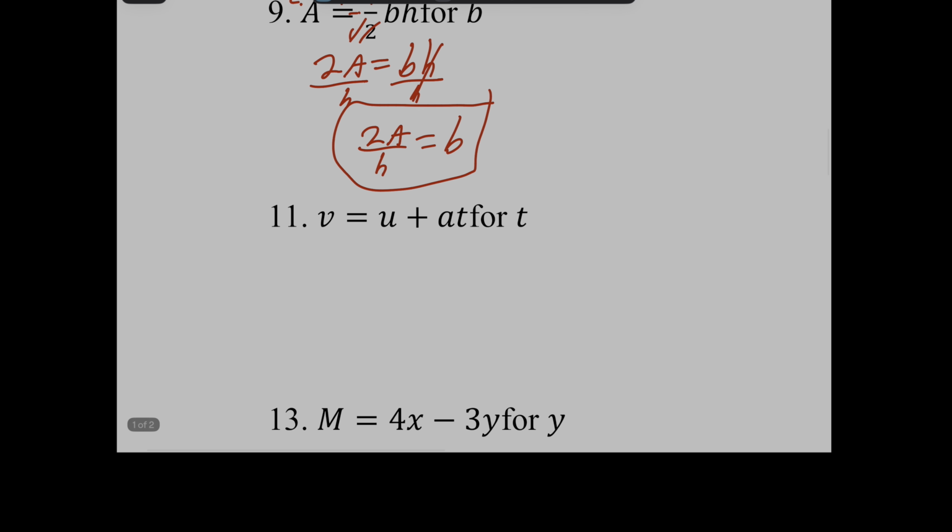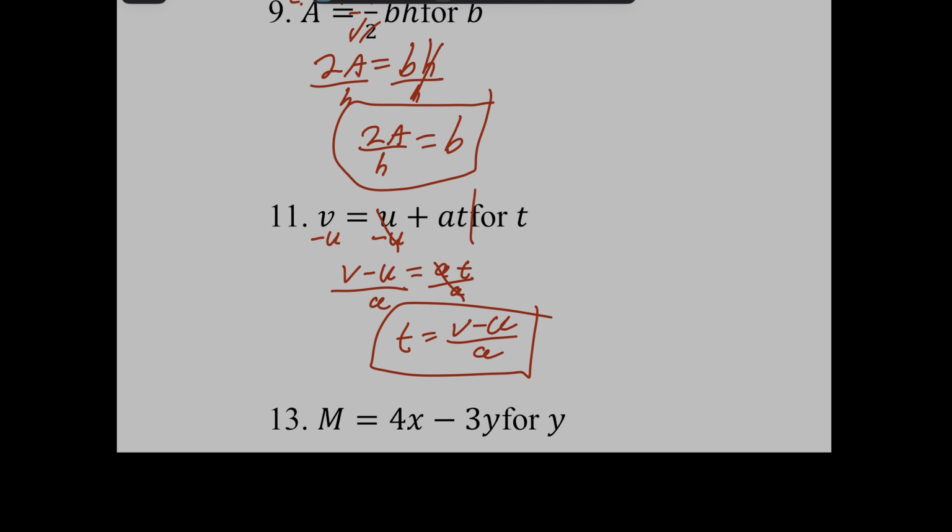Let's go on to number 11. V equals u plus at. Solve for the t. Well, now I have two terms again. So I need this u term to go the other way. So I'm going to subtract u from both sides. V minus u equals at. And I want to solve for t, so I'm going to divide each side by a. Okay? t equals v minus u over a.